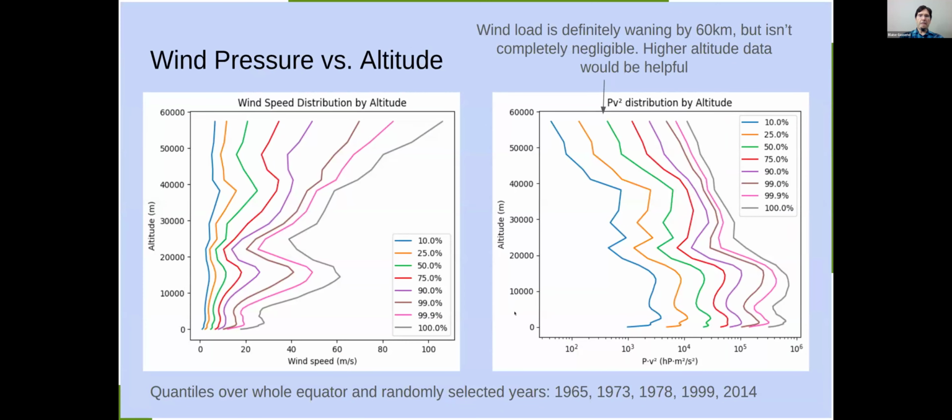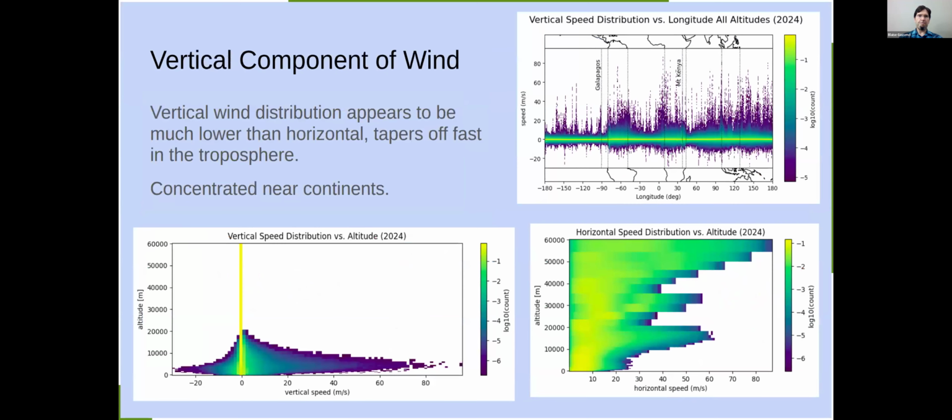All right, this data set goes up to 60 kilometers. When you look at the distribution of wind as a function of altitude, you find that it would be nice to have a little more height than that. We're definitely declining in terms of forces on the elevator by the time we get up to 60 kilometers, but I wouldn't be surprised if there was maybe a 10% error still left with the data we have.